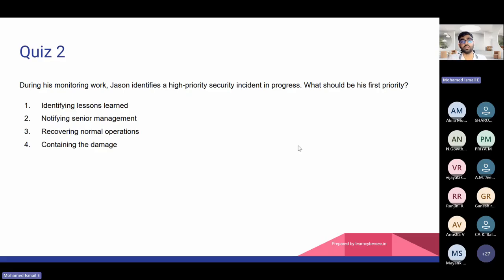During his monitoring work, Jason identifies a high priority security incident in progress. What should be his first priority? So Jason is a SOC engineer. While working, he found a major high priority security incident. What will he do?